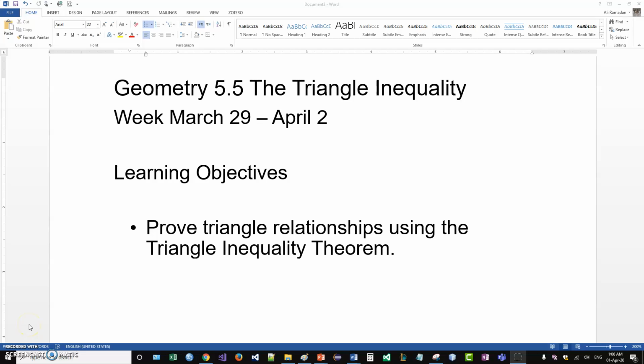Hello everybody, we're continuing with Geometry 5.5, the Triangle Inequality Theorem. The learning objective for today is to prove triangle relationships using the Triangle Inequality Theorem. We have a couple of exercises that we want to do today, so let's get to them.